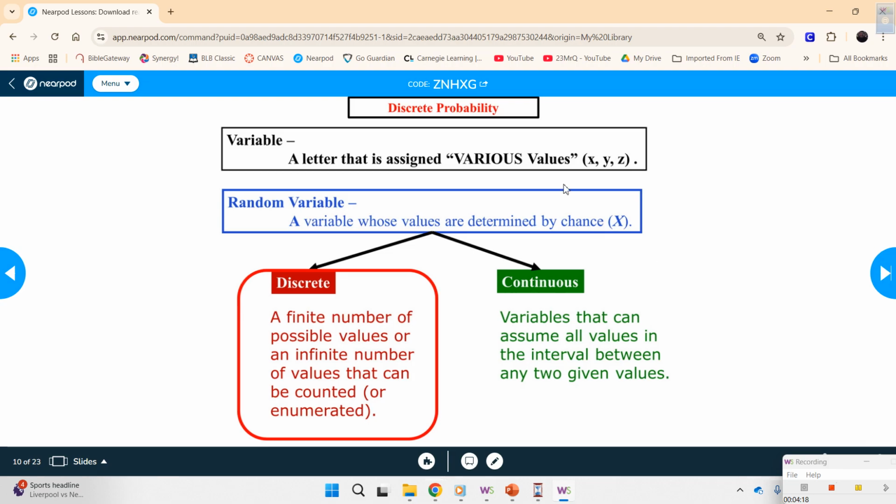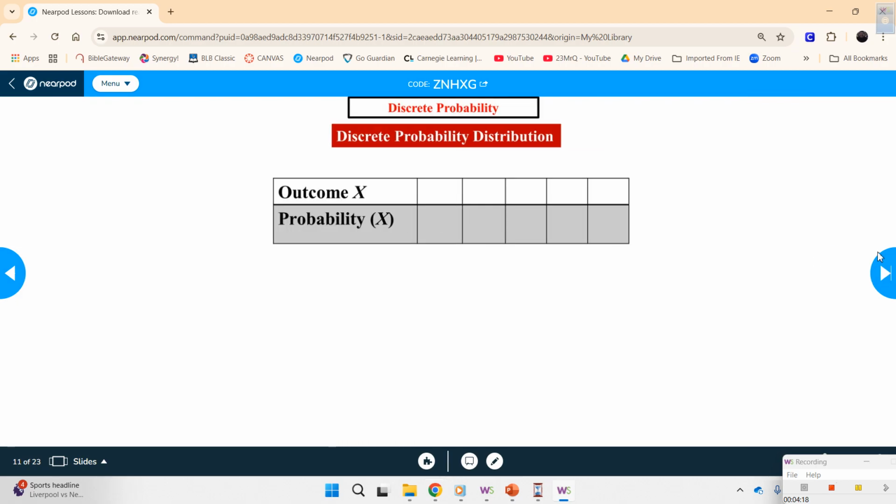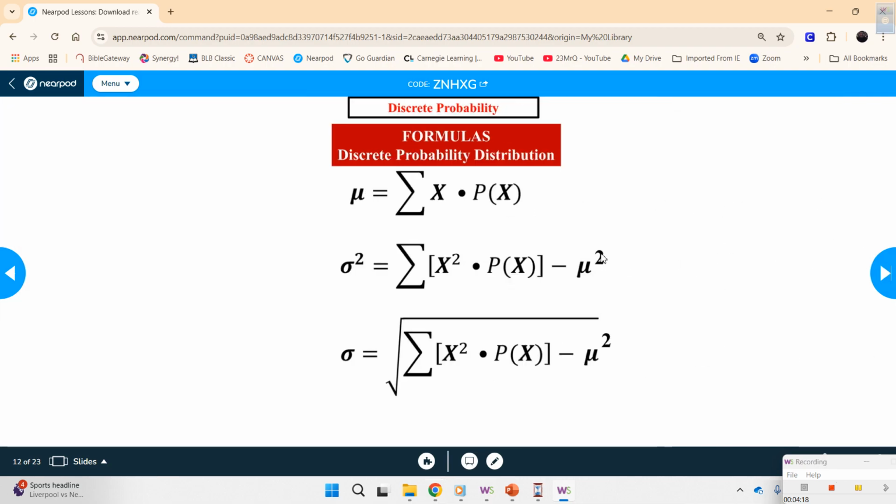From there, we talked about variables. We talked about discrete versus continuous, and we've been working right now with discrete. We said discrete probability distributions are basically a table. We can make a table to find all probabilities, and the probabilities have to equal what, everyone? 1, that is correct. The different formulas that we've been using are the mean, variance, and standard deviation.